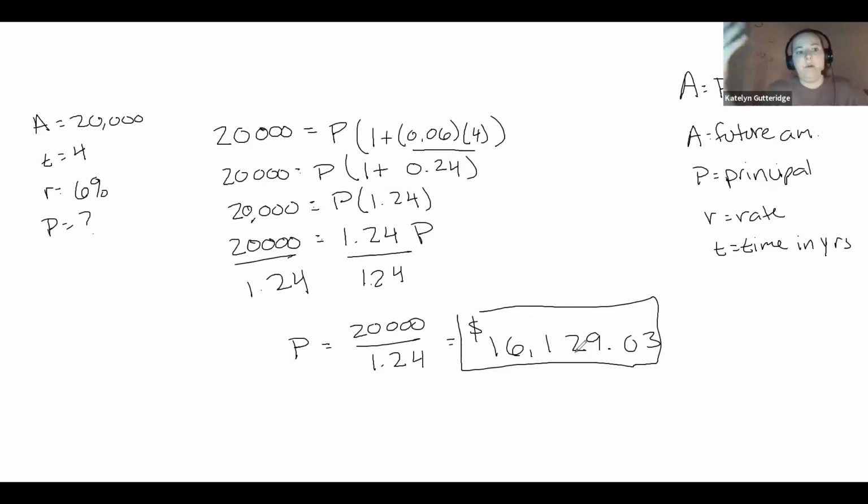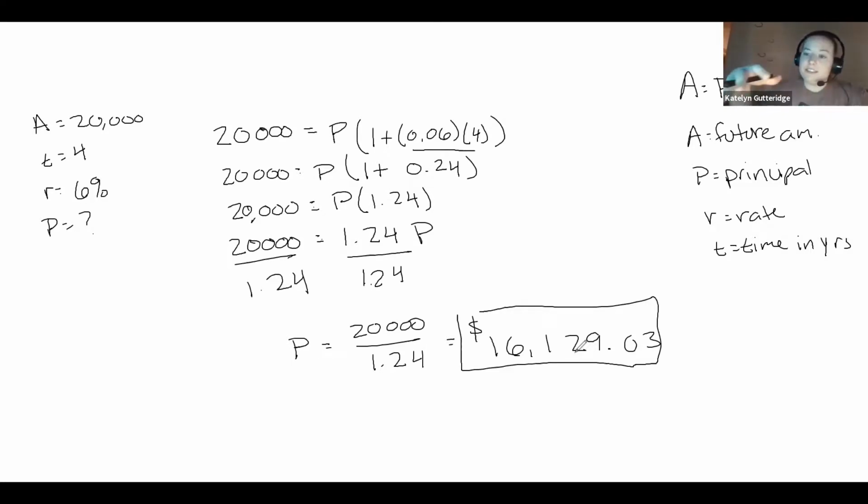Okay, so if I wanted to have $20,000 in a savings account after 4 years with 6% interest, I would need to invest $16,129.03 at simple interest to make this happen. So it's a large amount of money, but that would grow to $20,000 after 4 years with that rate and simple interest. Okay, so that goes through kind of how to find the principal.